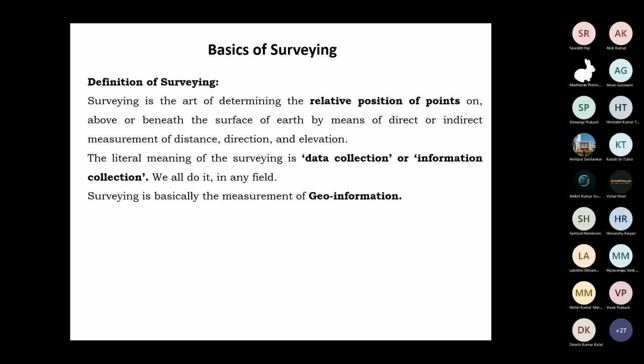Because if I say someone has a height of 5 feet and another has a height of 6 feet, there is a relative comparison, because I know which height is more and which height is less. So there is a relative position of the points. We should know this. I think you are getting the point of the relative position of the points.